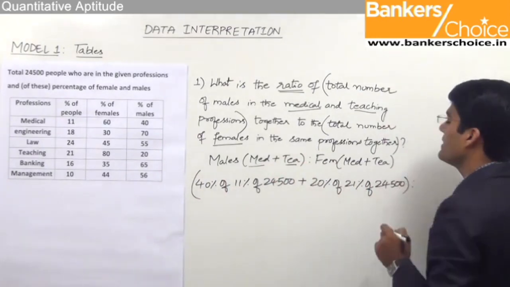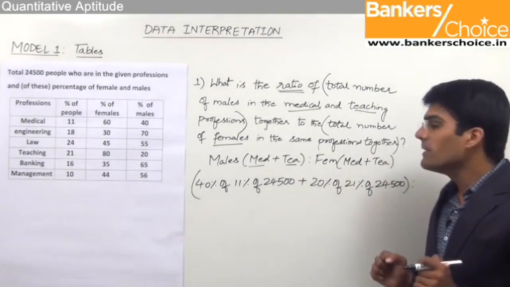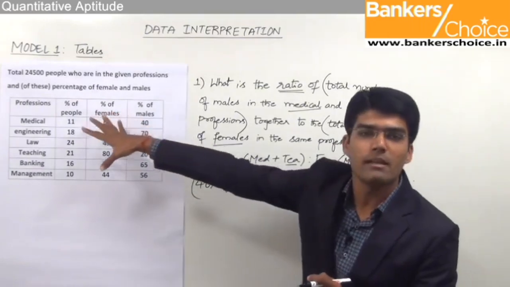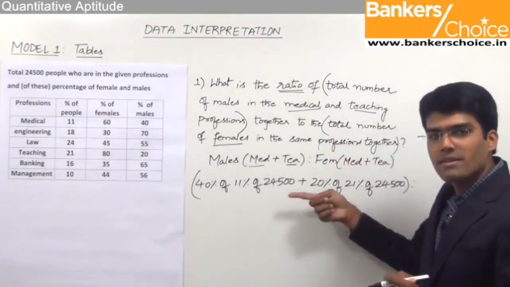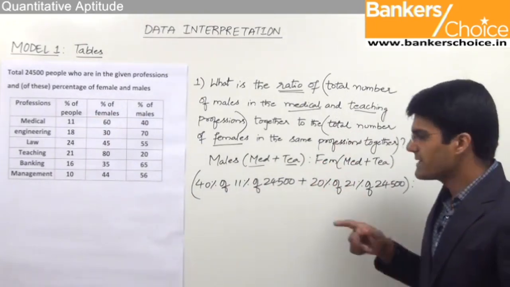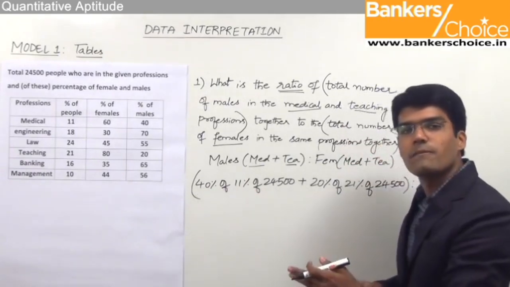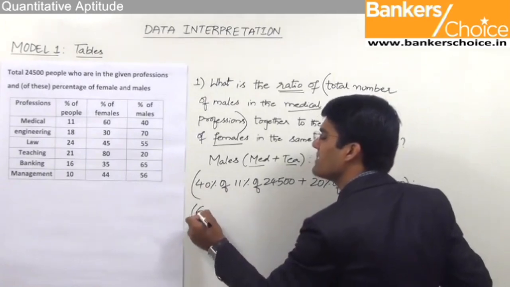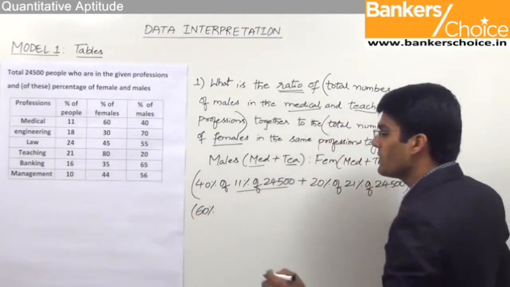And the second part here is the females in the same two professions. Now, an important point that we can observe here is that to find out the females in the same two professions, we need not refer to the table again and waste our time. Once we have calculated the number of males, from the same values, we can also decide what the females value will be. For example, in the medical profession, we know 40% are males. So it is obvious that the remaining 60% have to be females. So directly we can say it should be 60%. And the remaining part remains the same, 11% of 24,500.